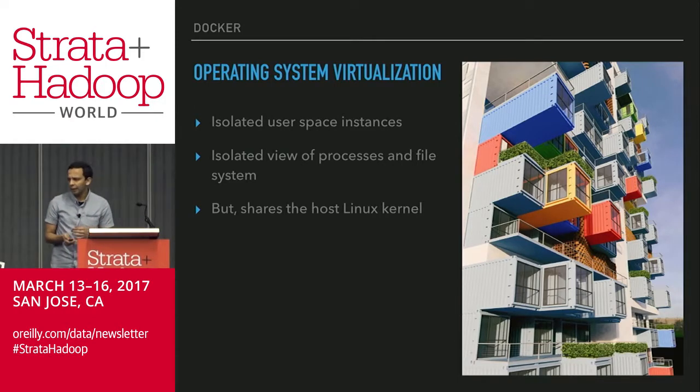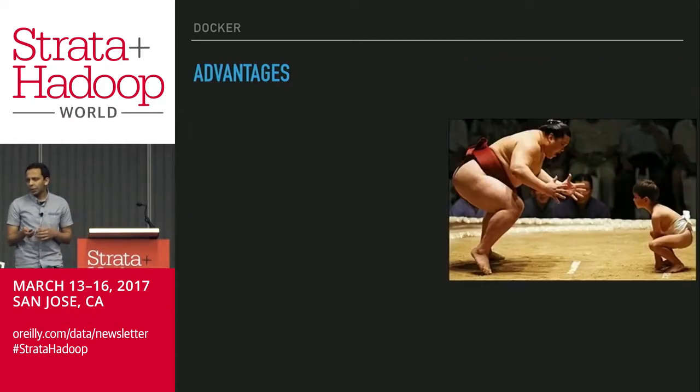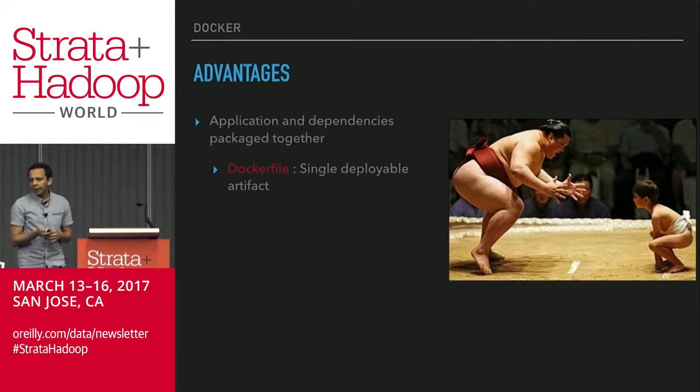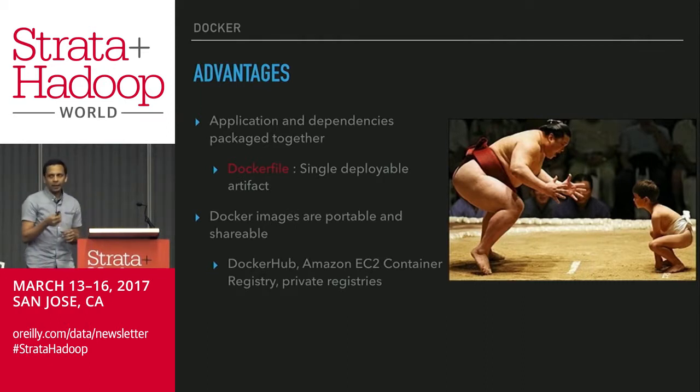The other advantage Docker provides is the ability to package your dependencies and your application together in one file, which is called a Dockerfile. If you build a Docker image based on this Dockerfile, then it becomes instantly shareable and portable. And Docker has really matured in the last couple of years or so.